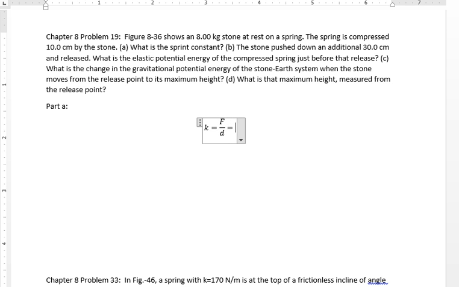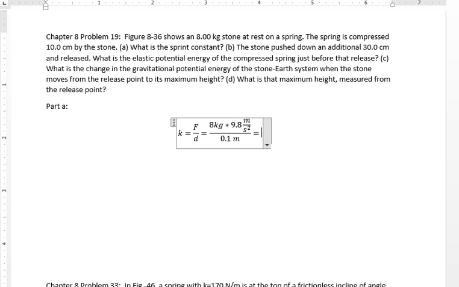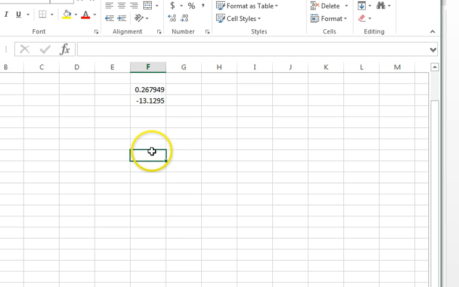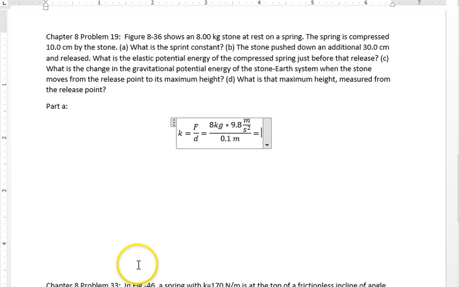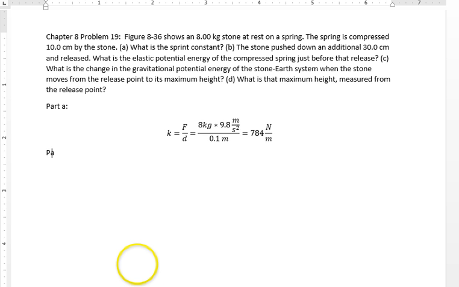Well, in this case, what is the force? The force is 8 kilograms times 9.8 meters per second squared. And what is the distance? 0.1 meters. Right? So we've compressed the spring 8 times 9.8 divided by 0.1. All right. That gives us 784 newtons per meter as the spring constant.